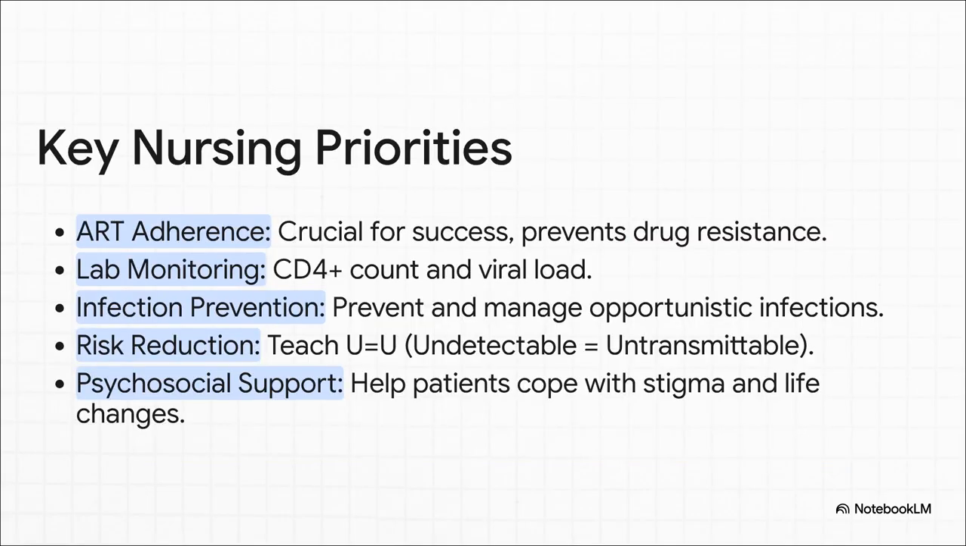So, what is our job as a safe practicing superhero nurse? Well, it really boils down to this. We have to make sure our patient sticks to their lifelong antiretroviral therapy, or ART. We're constantly monitoring key labs like their CD4 count and viral load. We're working to prevent those opportunistic infections, and we provide so much psychosocial support. A huge teaching point now is U equals U. Undetectable equals untransmittable. This is a game changer.